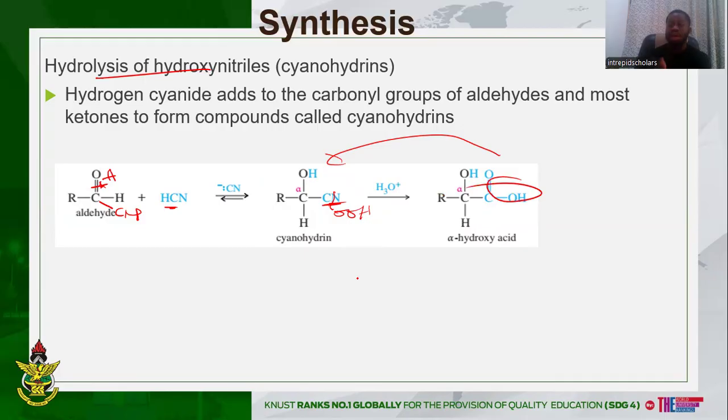Now, the different thing about this particular schematic pathway is that at the end of the day, it will add one extra carbon to what we had initially. So if you look at this, let's say this was one carbon, this was another carbon. At the end of the synthesis, you realize that we have 1, 2, 3, right?